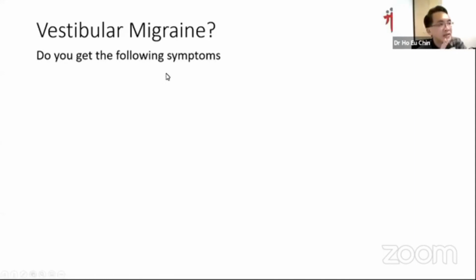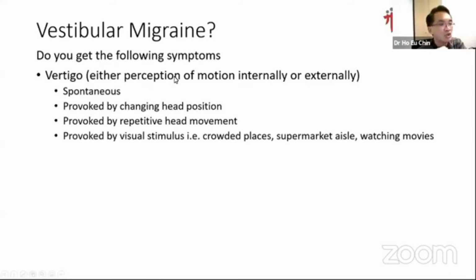Now, to understand if you have vestibular migraine, I will ask you if you have the following symptoms. Do you get vertigo, meaning that you perceive movement either internally or externally, spinning or non-spinning? It could be spontaneous, meaning you are sitting down and out of the blue, it happens, or it can be provoked by changing your head position or repetitive head movement. The classic one would be if you are trying to cross a road and you're looking right, left, or if you're window shopping in the shopping center, walking down the corridor, right?